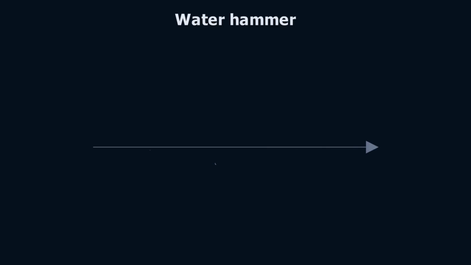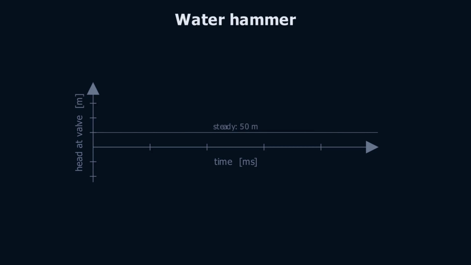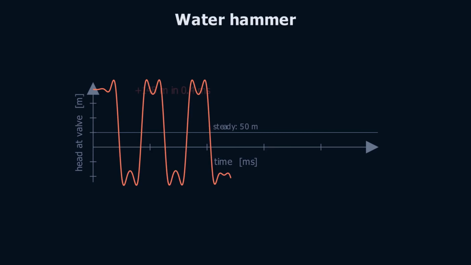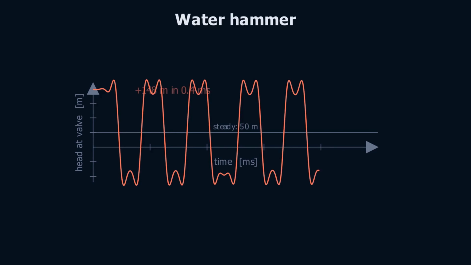Here is the pressure at the valve, straight from the solver we will build. Steady flow at 50 meters of head. Then the valve slams. And the head does this. 148 meters of overpressure, arriving in under half a millisecond. That is roughly 15 atmospheres, slammed onto the pipe wall by nothing but a closing valve. No pump, no explosion. Just inertia meeting the wall.